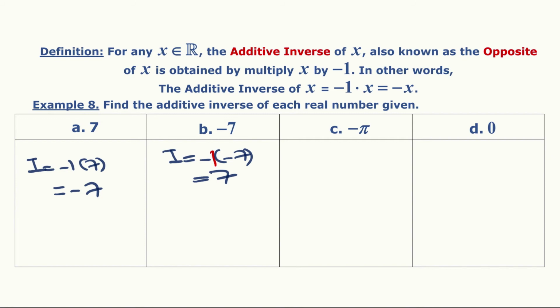For -pi, same business. We don't treat it any differently. We take -1 and multiply it by it, and of course that becomes positive pi. For 0, -1 times 0 is just going to be 0. So as you know, 0 is going to be its own additive inverse.